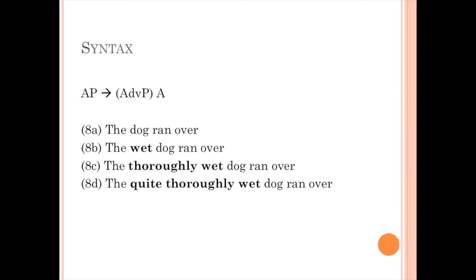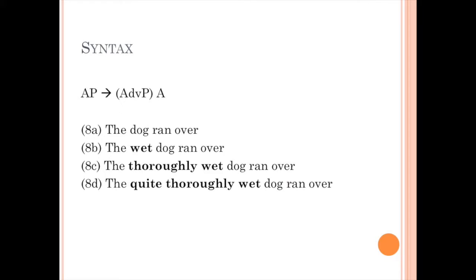So this rule reads, an adjective phrase consists of an optional adverb phrase and an adjective. We don't usually think of adverbs as modifying adjectives, but they can. The dog ran over. The wet dog ran over. The thoroughly wet dog ran over. And the quite thoroughly wet dog ran over.